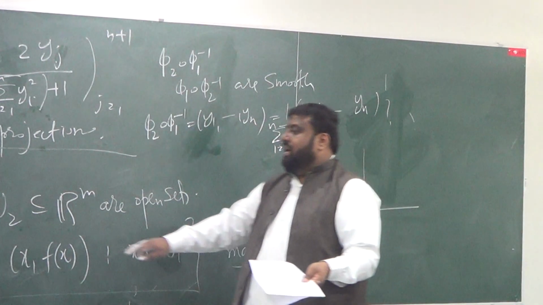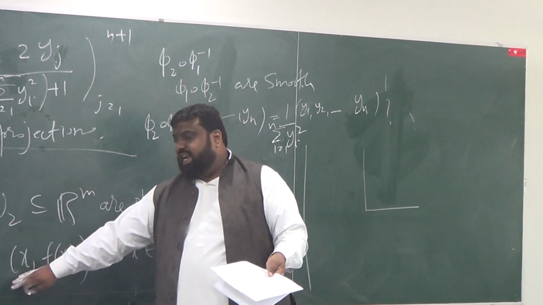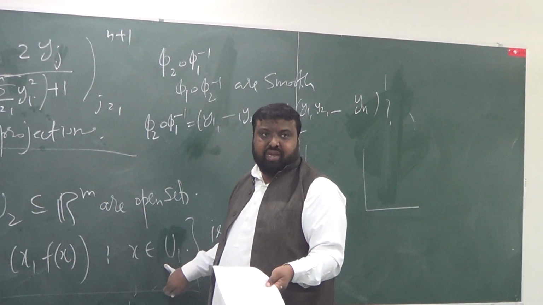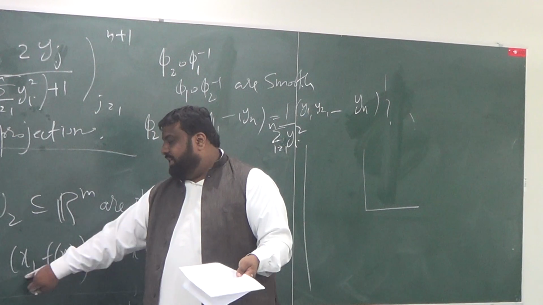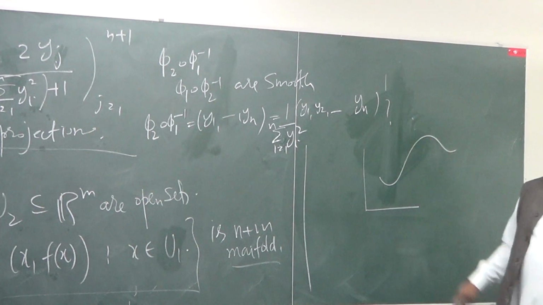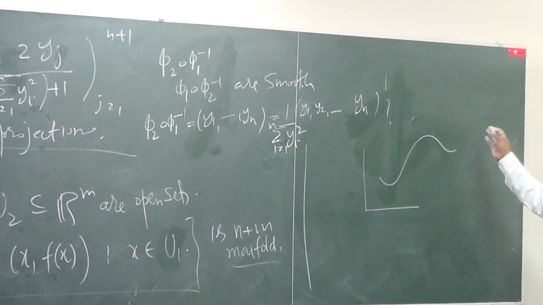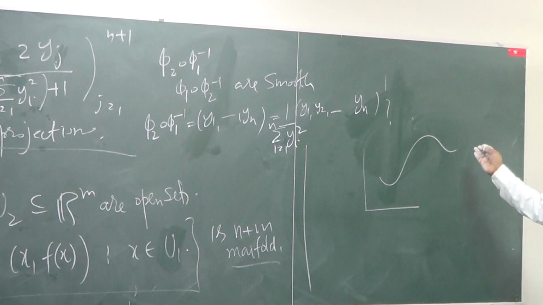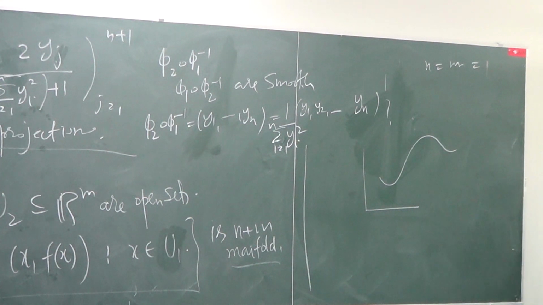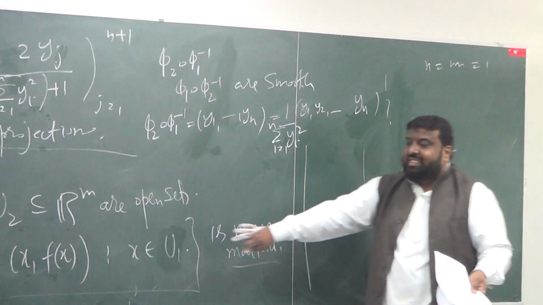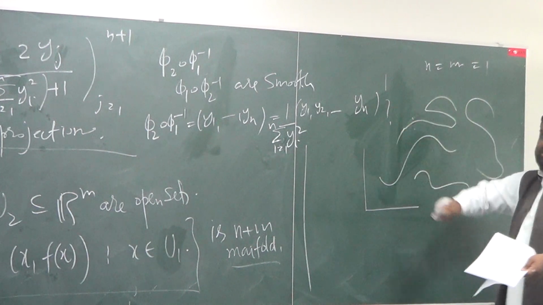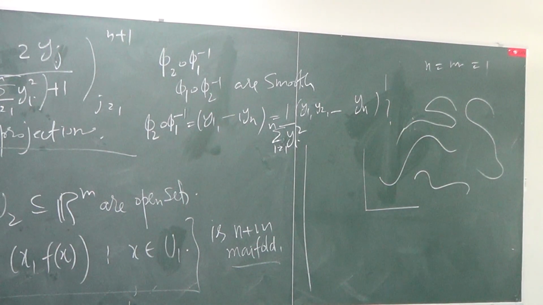If f is a map from R to R, then the graph of the map is what? You take all points from U1, from the domain, and take the ordered pairs (x, f(x)). So that means it is going to be a kind of curve. Not necessarily smooth, but it's going to be what you call a curve. So if I take n and m equal to 1, and I prove that this is a manifold, that means all kinds of curves that you can draw all around are manifolds.